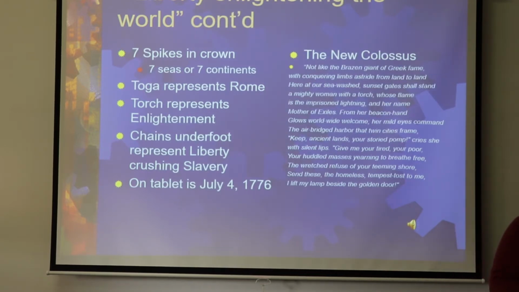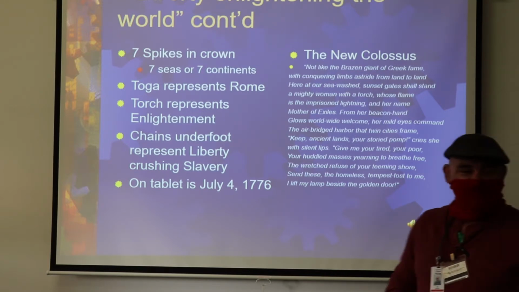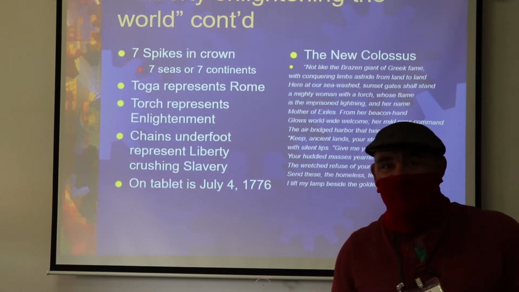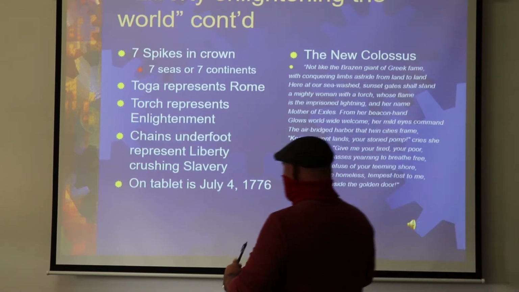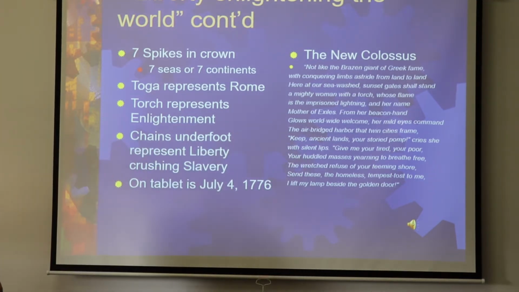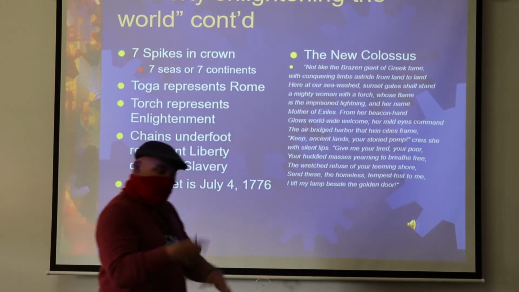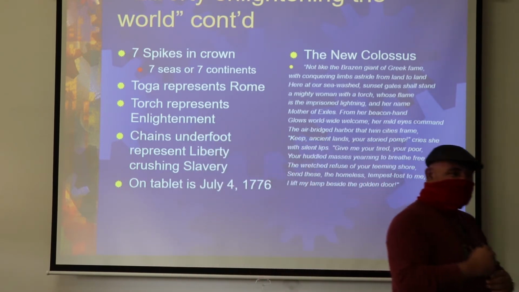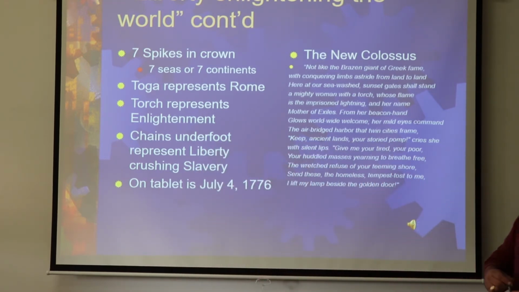Now a little bit about the statue. It's got 7 spikes in its crown. What do those represent? Well, either the 7 seas or the 7 continents. The toga she's wearing represents Rome. The torch she's holding aloft represents enlightenment. The chains that are under her feet represent liberty, crushing slavery. And of course, on the tablet that she holds in her hand is our birthday, July 4th, 1776.